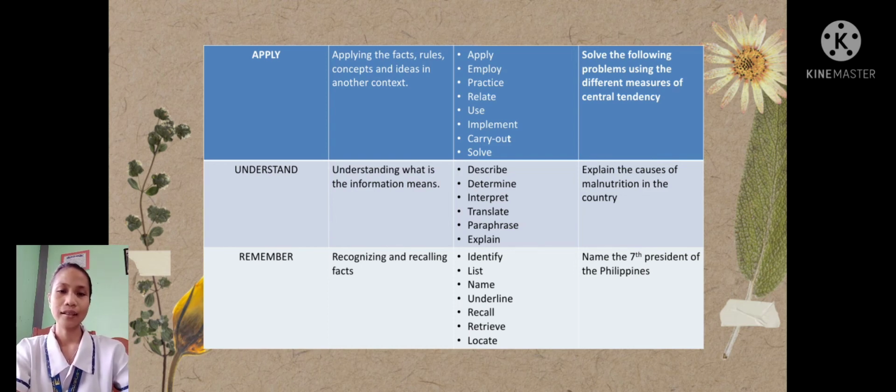The sixth level of expertise is remember. It is done by recognizing and recalling facts. The illustrative verbs that can be used under remember are identify, list, name, underline, recall, retrieve, and locate. An example is name the 7th president of the Philippines.